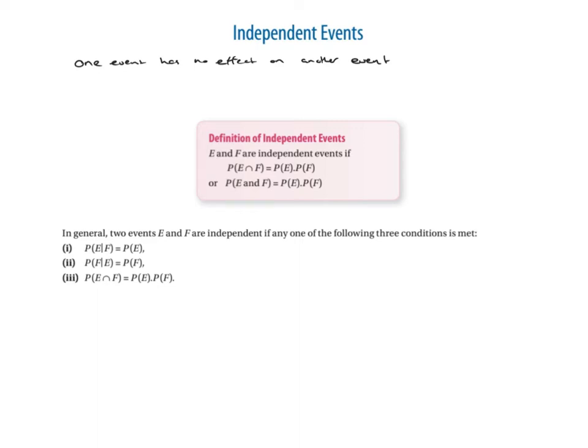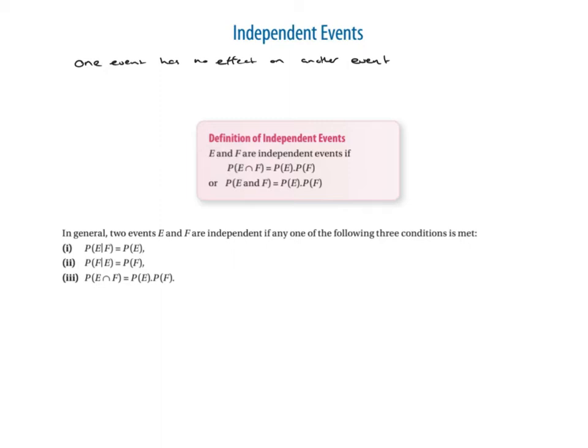Hi guys, so in this video we're going to look at what's called independent events, and you can see I've written underneath there an independent event is when one event has no effect on another event. A very quick example for you is if I throw a die, that has absolutely no effect on whether I get heads or tails if I toss a coin. Those two events are completely independent of one another.